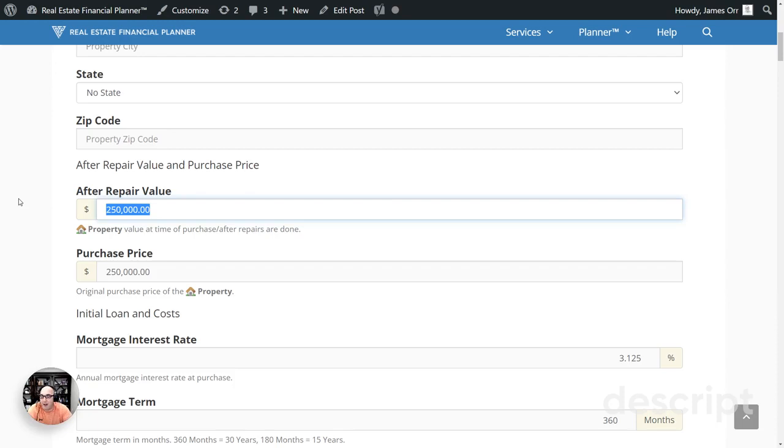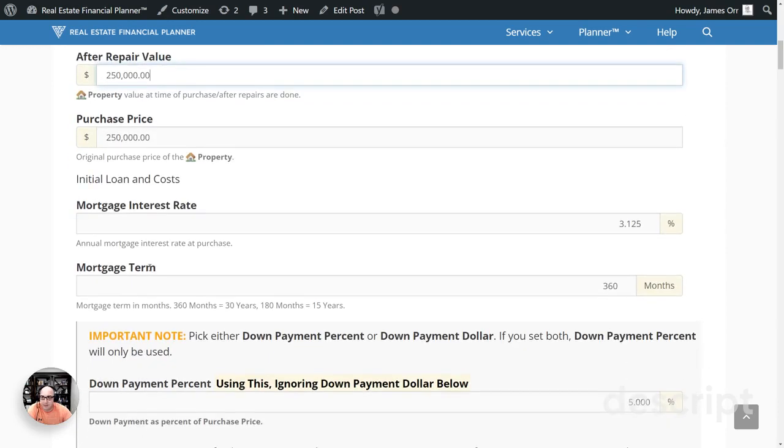And the after repair value, so after repair value and the purchase price are the same. So she's buying these properties for basically what they're worth. She's not getting a discount on them. She's not paying a premium. And in this case, she's buying $250,000 properties for $250,000. So the after repair value is $250K and the purchase price is $250K as well.